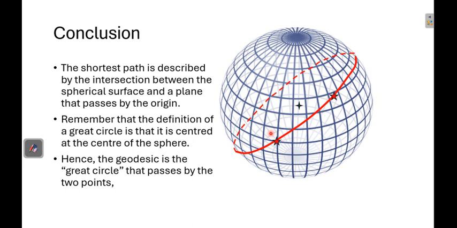Okay, why? Because the center of a great circle is the center of the sphere, and we have already mentioned that the geodesic is the intersection of a plane that also passes by the origin. Hence, the geodesic is the great circle that passes by the 2 points.